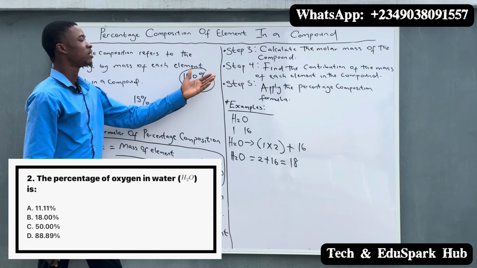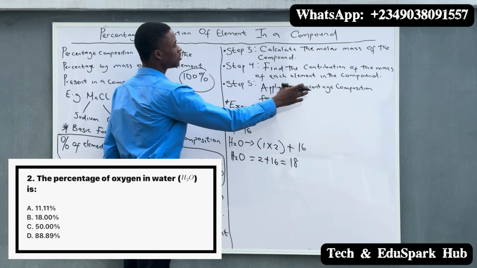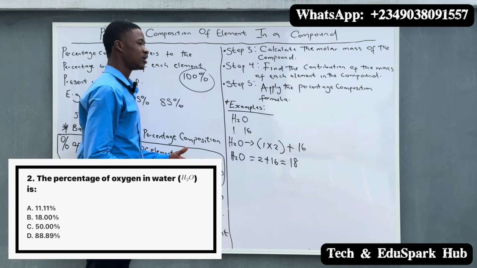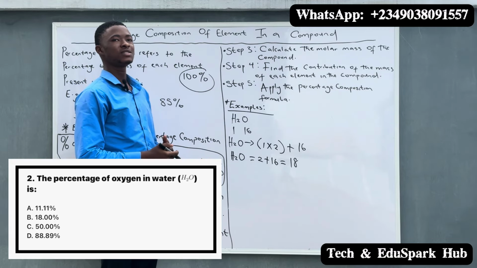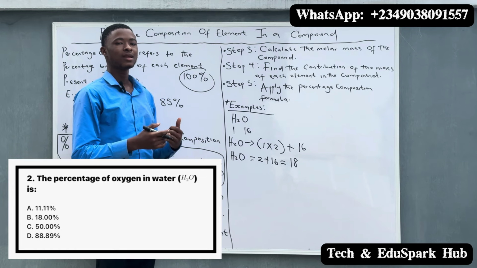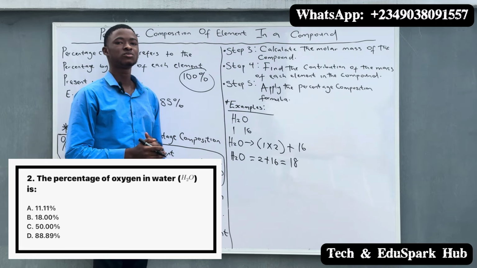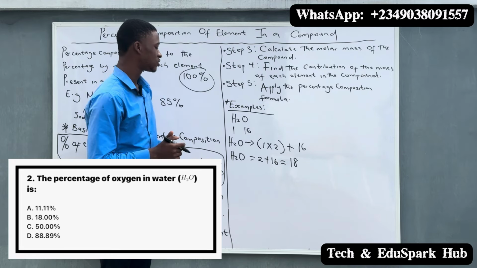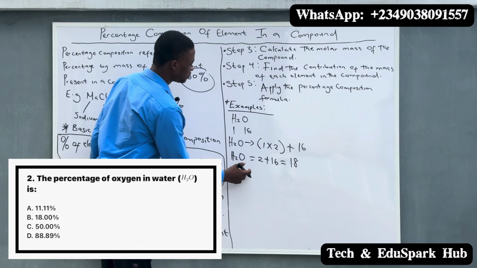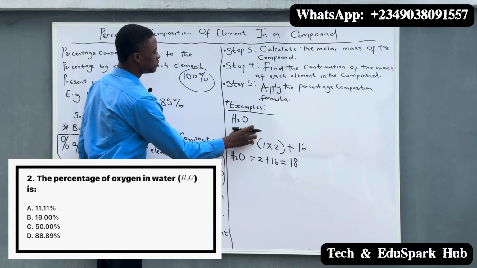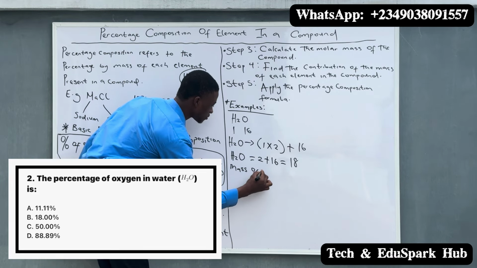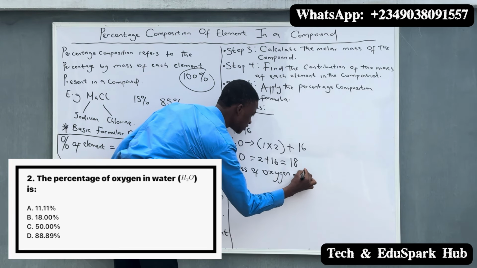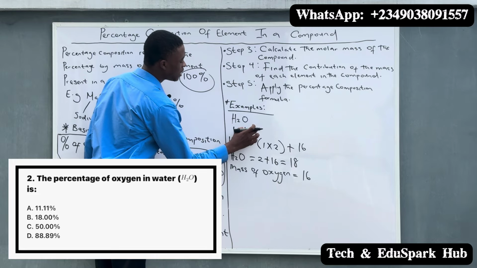Moving to the fourth step, it asks us to calculate the contribution of the mass of each element in the compound. In this case, we calculate the mass contribution of the element we are asked about in the question, and the question is asking for the mass contribution of oxygen. We know that the mass contribution of oxygen is 16, so we can say the mass of oxygen is equal to 16, because we only have 16 here.